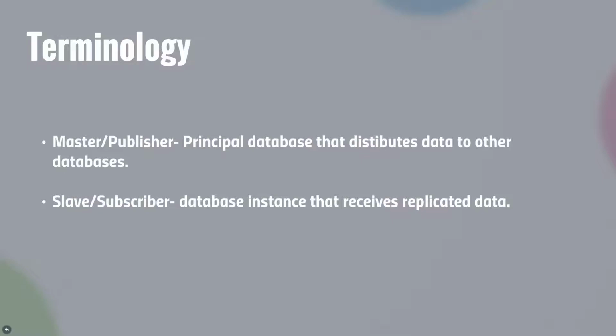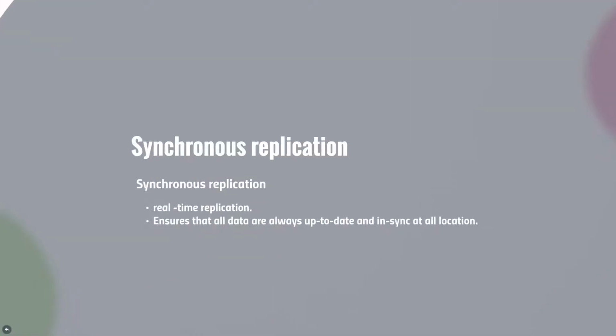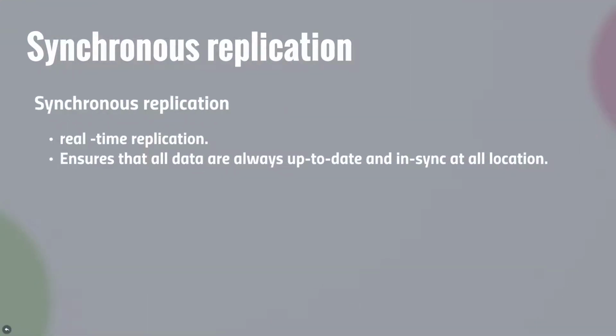Now, let's proceed with the types of replication. The first one is the synchronous replication, which is also known as real-time replication. It ensures that all data are always up to date and in sync at all locations.